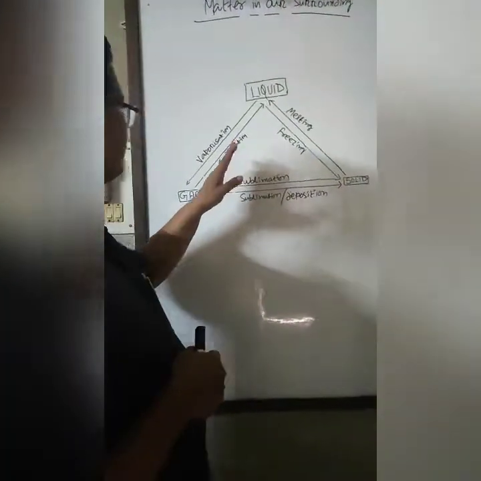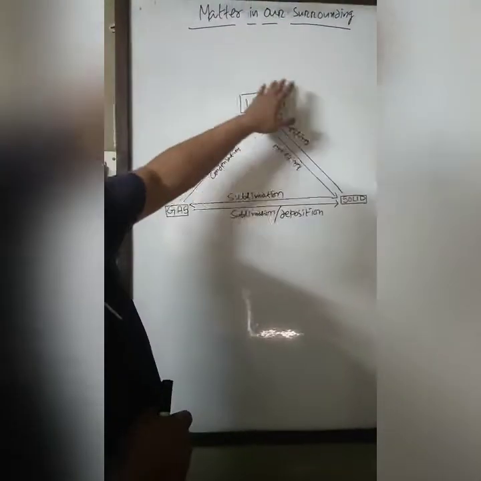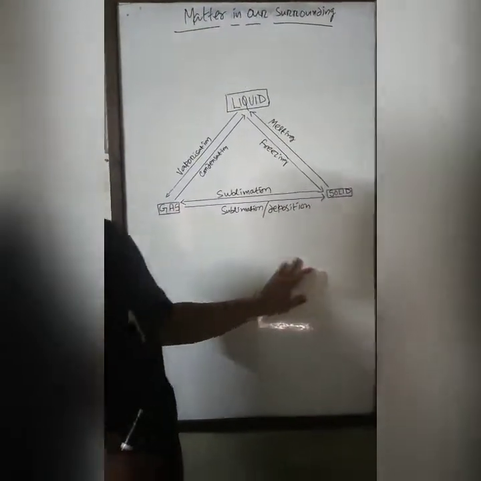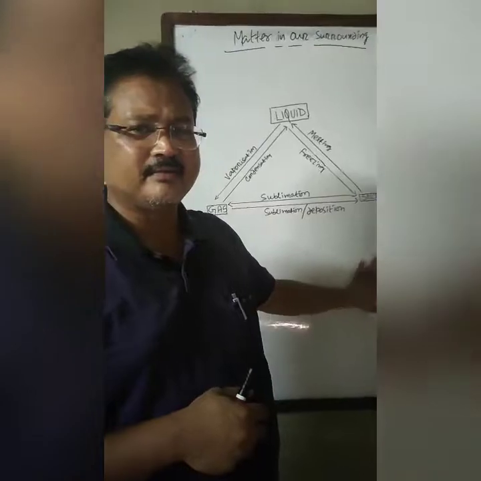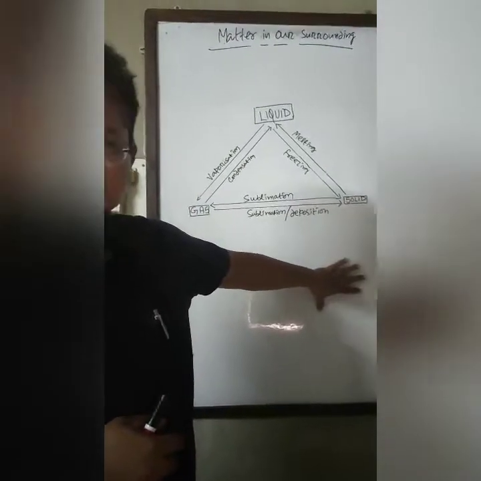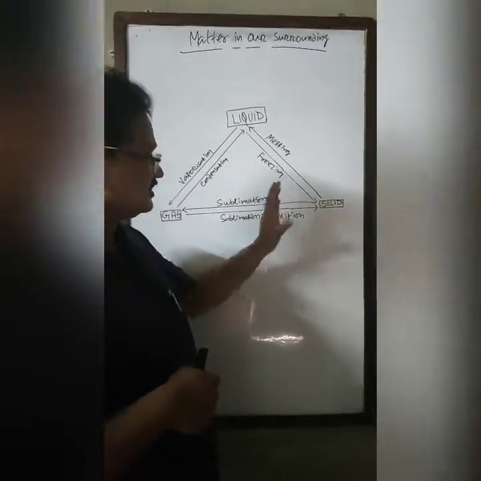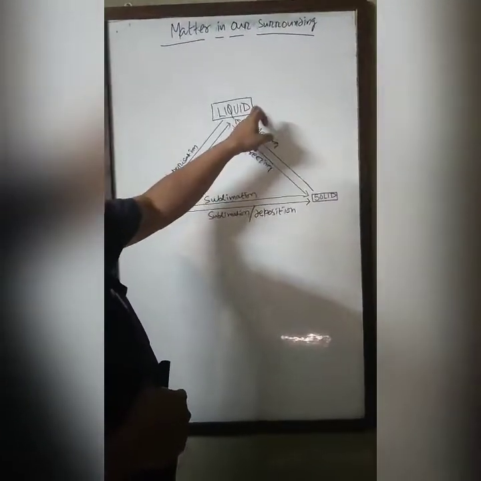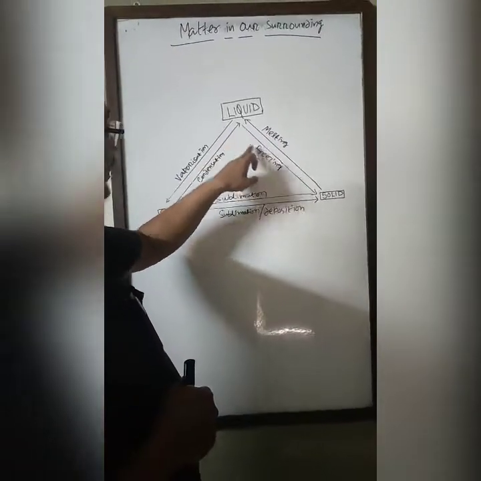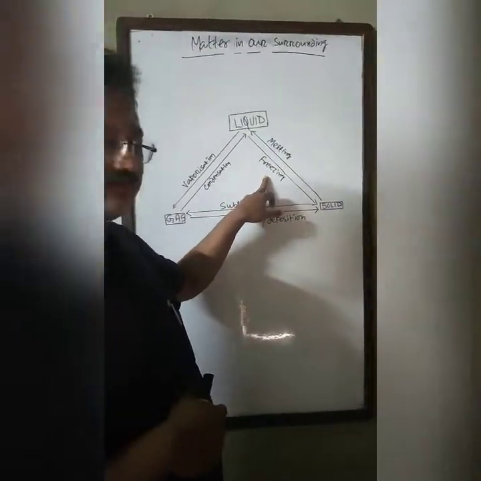Then we will come to the interconversion of states of matter. As you can see here, we have solid, liquid, gas, and the major factors that affect it are change in temperature and pressure. The process from solid to liquid is called melting, and liquid to solid is called freezing.